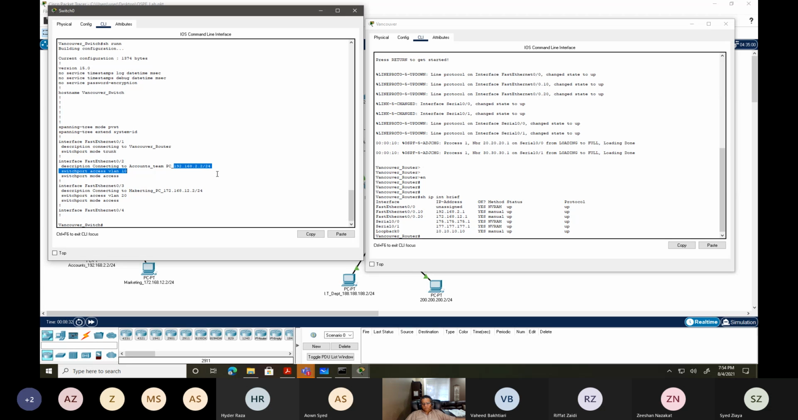The default gateway should be the router itself, right? Connecting it to VLANs. Is that correct? Yeah, but my question is something else, my friend.